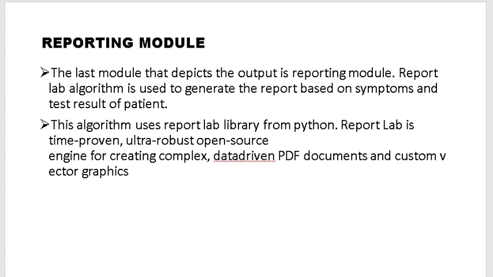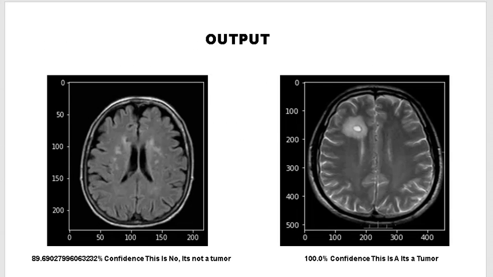Reporting module is the last module that depicts the output. Report lab algorithm is used to generate the report based on symptoms and test results of the patient. This algorithm uses the report lab library from Python. Report lab is a time proven, ultra robust, open source engine for creating complex data driven PDF documents and custom vector graphics. And this is the output of the tumor.